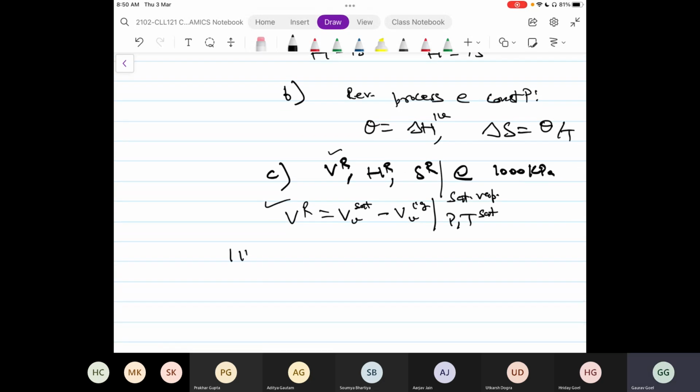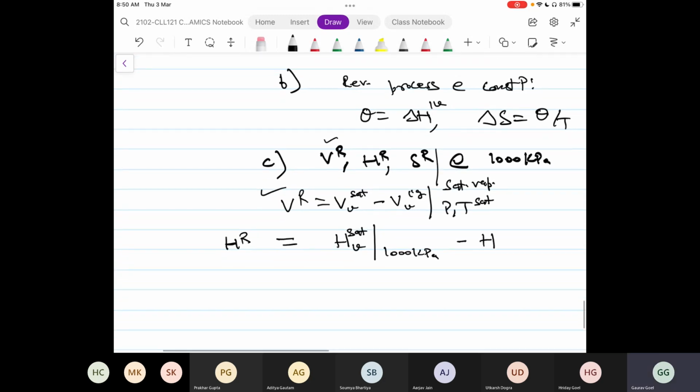So let us first write down HR, the residual enthalpy. This will be the enthalpy of saturated vapor at given pressure minus the enthalpy of this vapor as an ideal gas at given pressure and temperature. The saturation temperature at 1000 kilopascal was 179.88 degrees Celsius from the steam table. So this is what I want to calculate. So any ideas? How should I go about it?